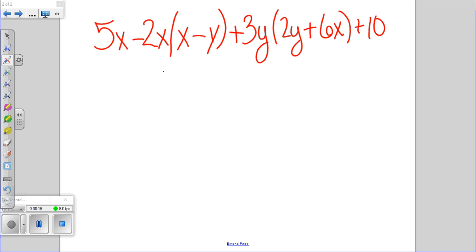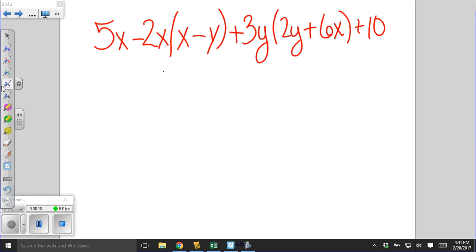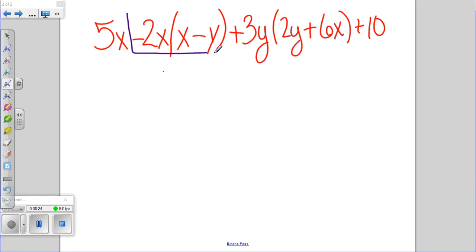All right, so my first step is I need to section off my parts that I am distributing. So let's start with negative 2x times the quantity of x minus y. So I'm going to circle my negative. So negative times a positive is a negative. 2x times x. Remember, x times x is x squared. So this is 2x squared.